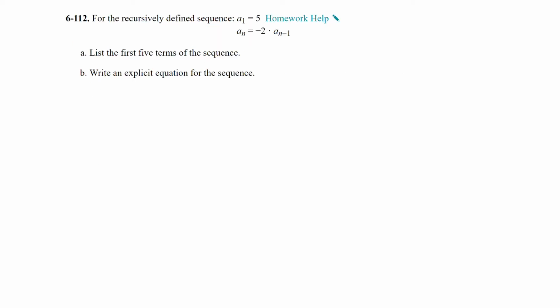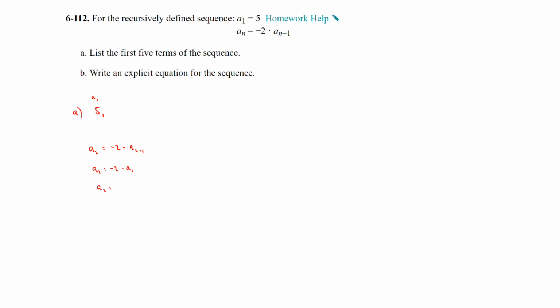Question 112. For the recursively defined sequence, a sub 1 equals 5, a sub n is equal to negative 2 times the previous term. On A, list the first 5 terms of the sequence. So we know that the first term is 5. That's what the a sub 1 represents. Your next term, which would be a sub 2, is equal to negative 2 times a sub 2 minus 1. Or if you simplify that, the second term is equal to negative 2 times the first term, which we know is 5.